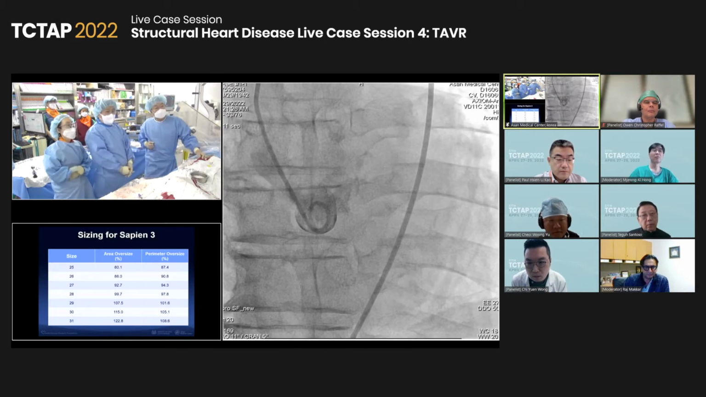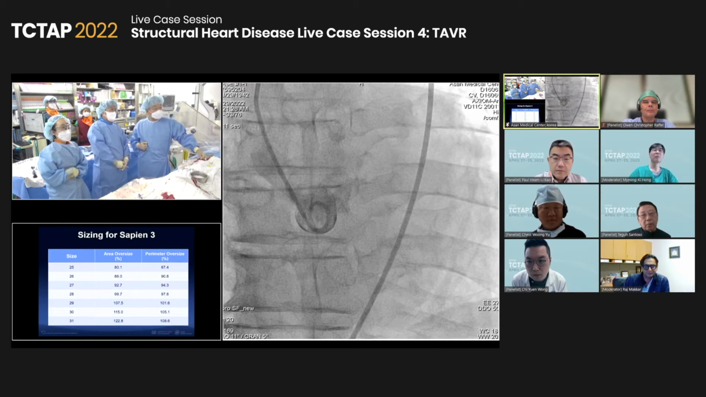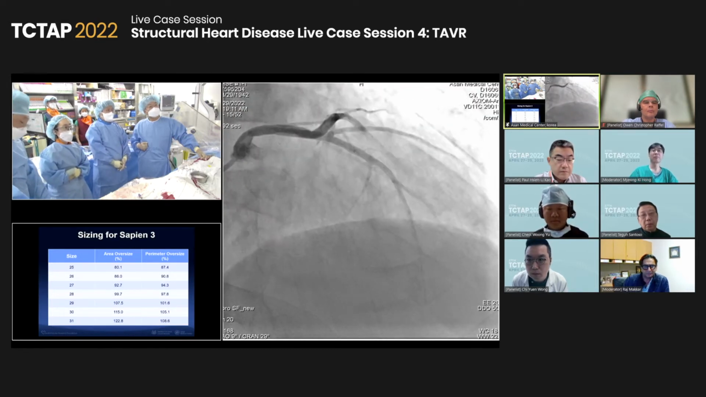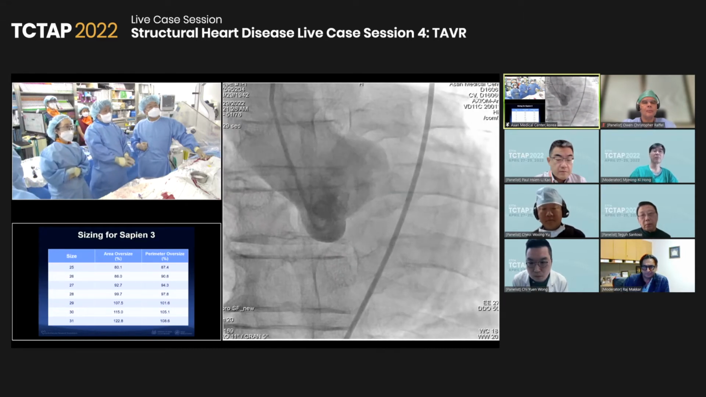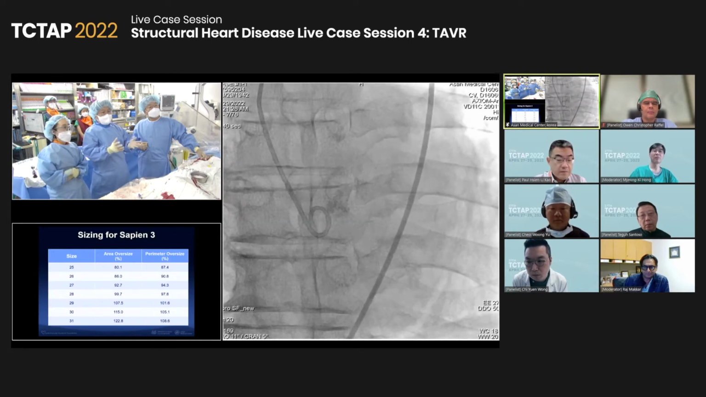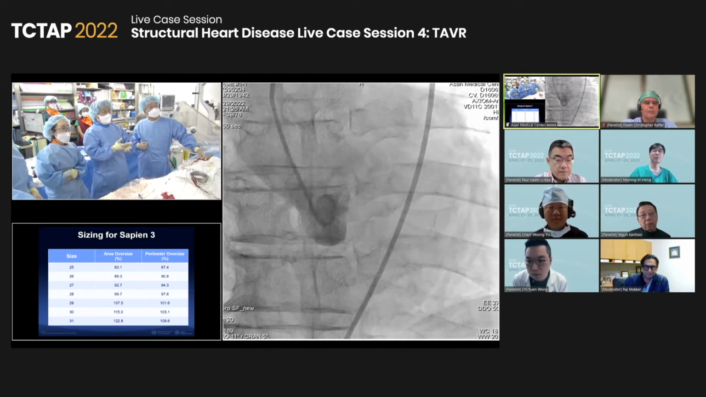Okay, I fully agree with Dr. Yu's suggestion. Dr. Yu commented that the 29 nominal size gives only 7.5% oversizing. So he suggested that 10 to 15% oversizing would be better than 7.5% because the calcification is not so severe. The calcification is evenly distributed in the 3 leaflets.